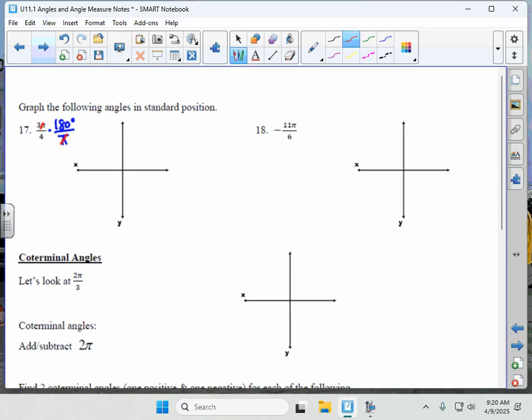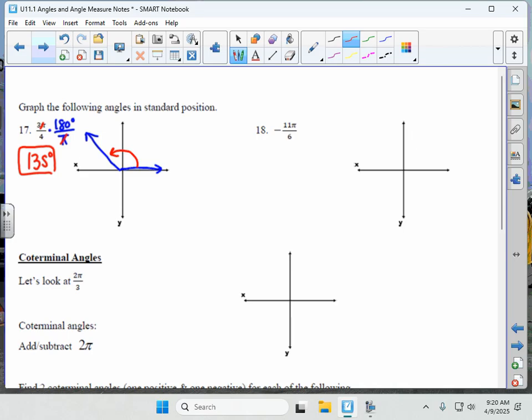So again, this is just 3 times 180. I think we just did this one. Divided by 4. So it's a 135 degree angle. So let's graph 135 degrees. We have our initial side, and 135 is between 90 and 180, so that's going to be in quadrant 2. We put our angle of rotation to show we went in the positive direction. So that's 135 degrees, which is 3 pi over 4 in radians.